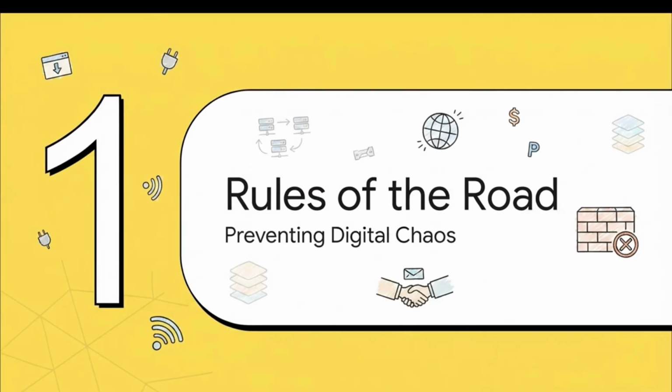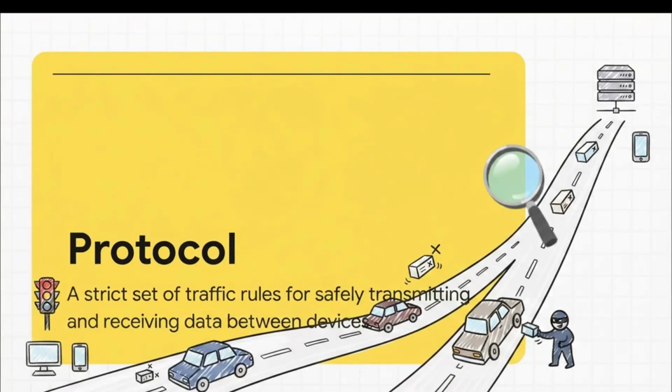Starting off with Section 1, the rules of the road, preventing digital chaos. At the heart of it all is a protocol, which is really just a strict set of traffic rules and regulations. Honestly, think of it exactly like driving on a highway, just like stopping at a red light or putting on your seatbelt. If your data packets don't follow these specific protocols, they risk getting dropped, corrupted, or even worse, intercepted by hackers. If a data packet just decides to ignore the rules of the road, it simply will not reach its destination safely. It's that simple.